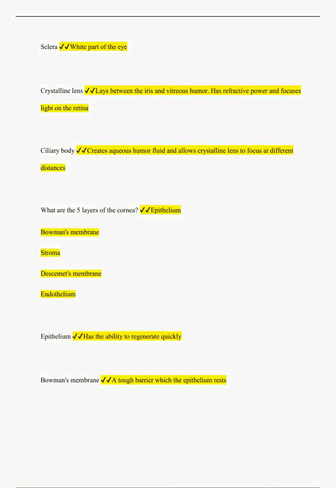What are the 5 layers of the cornea? Epithelium, Bowman's membrane, Stroma, Descemet's membrane, Endothelium. Epithelium: has the ability to regenerate quickly. Bowman's membrane: a tough barrier on which the epithelium rests.